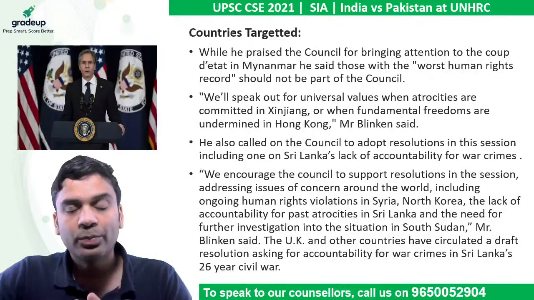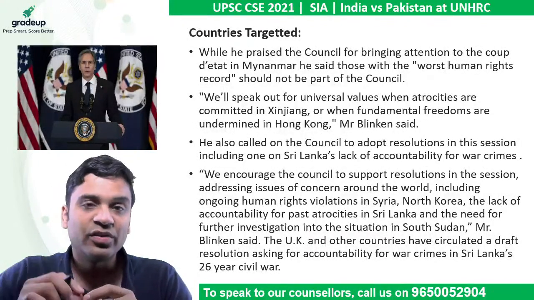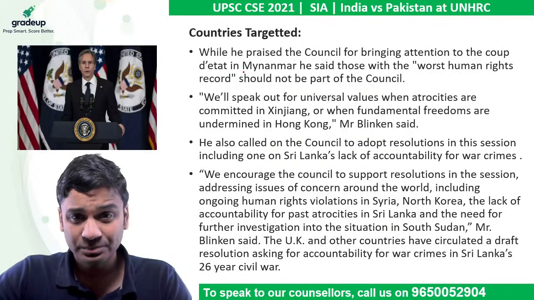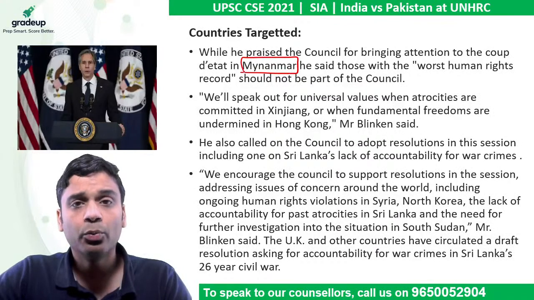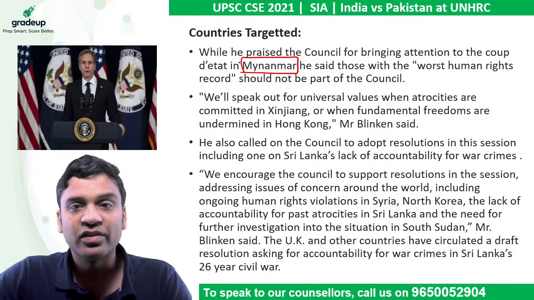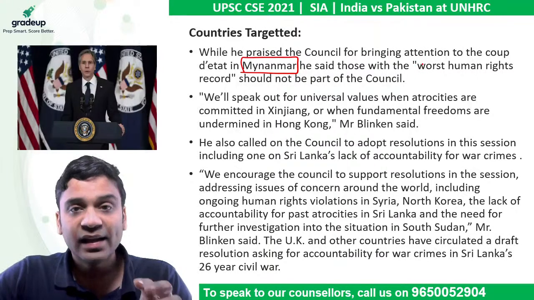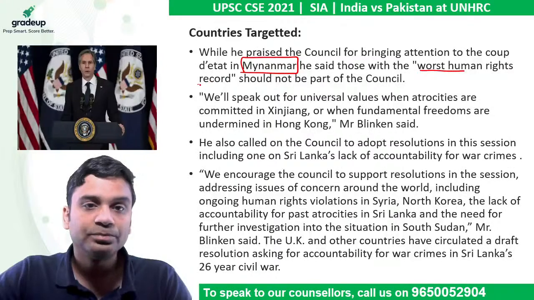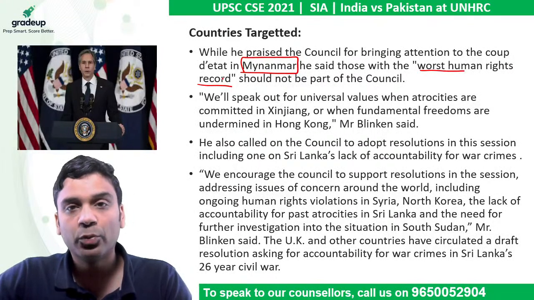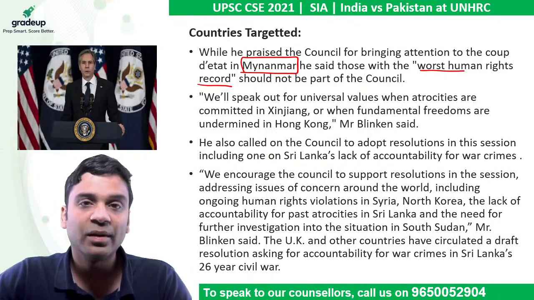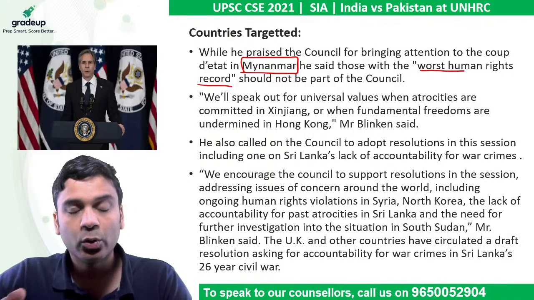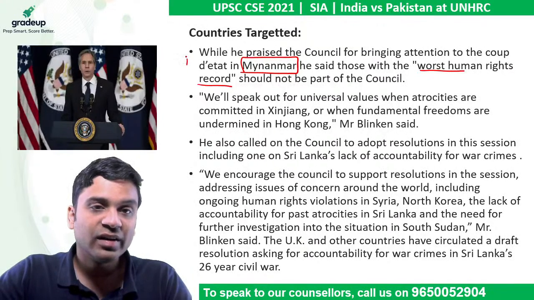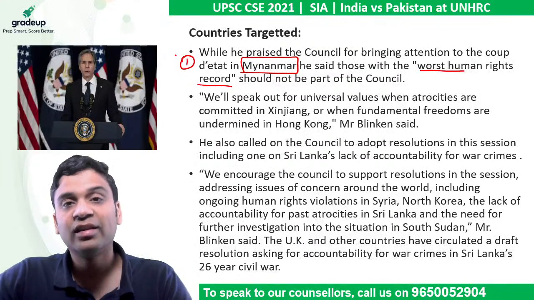And also in his speech, he targeted three specific countries. He criticized the council over the coup in Myanmar, about which we also discussed. He raised the question of why Myanmar is presently part of the council, a country with such a terrible human rights record, where a coup is happening and a democratically elected government has been thrown out of power. So first he targeted Myanmar. See, this is how you should understand foreign policy.